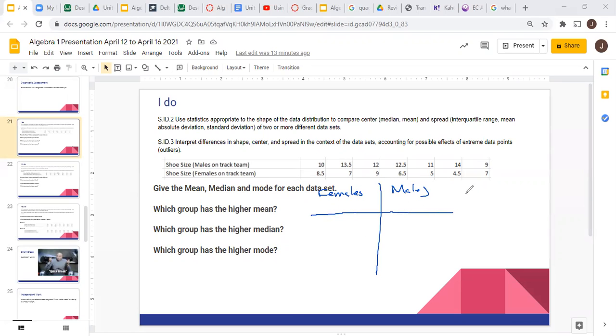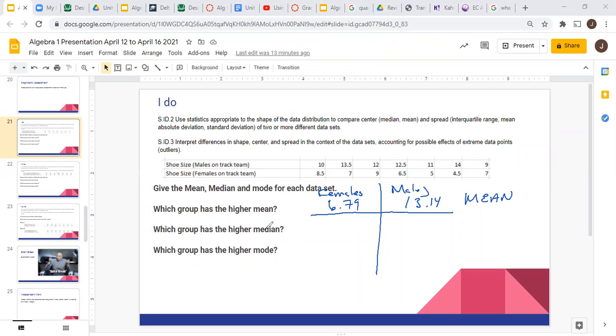So let's look at mean. We calculated that, and we had approximately 13.14 for the males, and then for the females, we had 6.79. So those are the 2 different average shoe sizes.